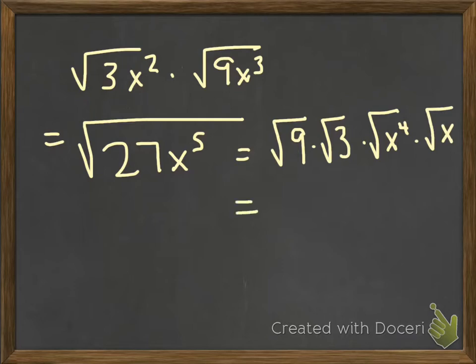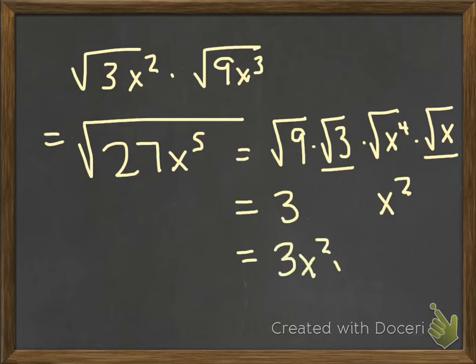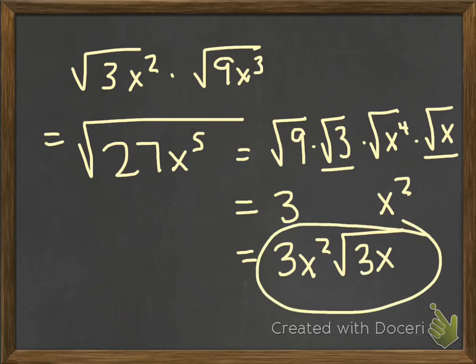So square root of 9 is 3, square root of x to the 4th is x squared, and then this is what's left over. So 3x squared, and then what's left over is square root of 3 and an x. So whichever way is easier for you.